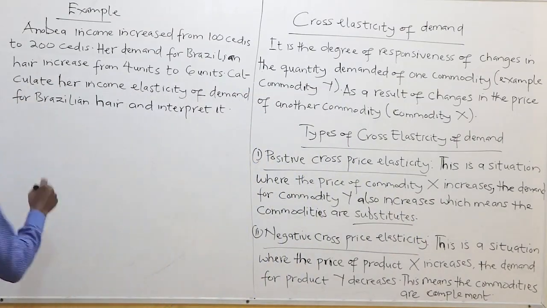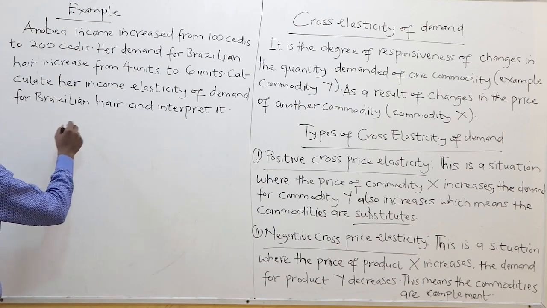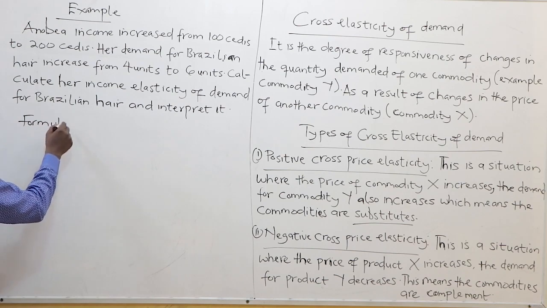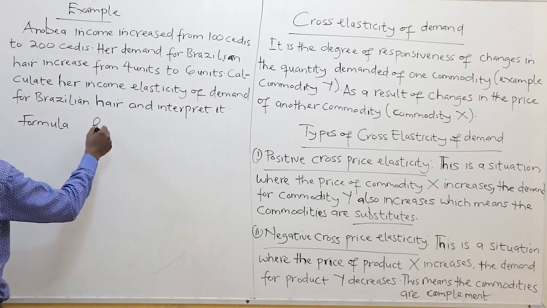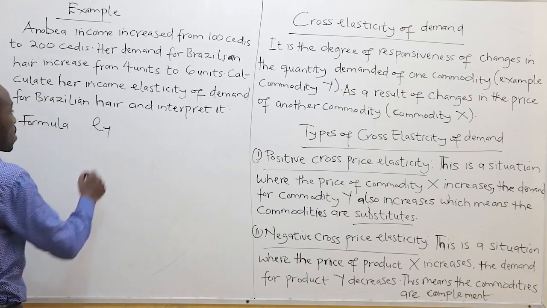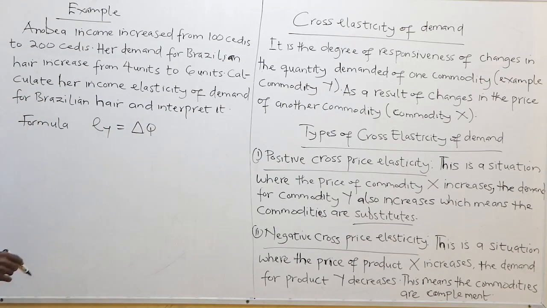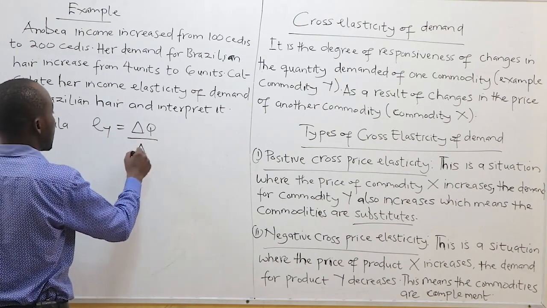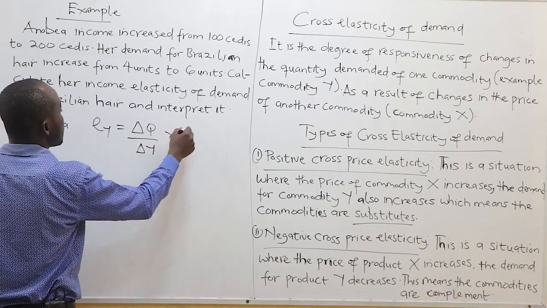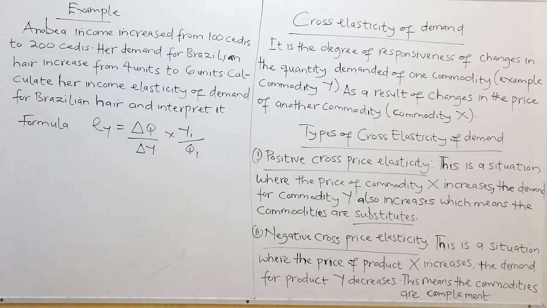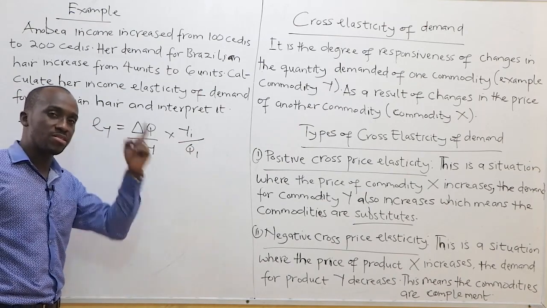So first, your formula. The formula is that the income elasticity of demand is equal to change in quantity demand over change in income times initial income over initial quantity, right? As we said it, so these things are very easy. You should be able to keep this here.